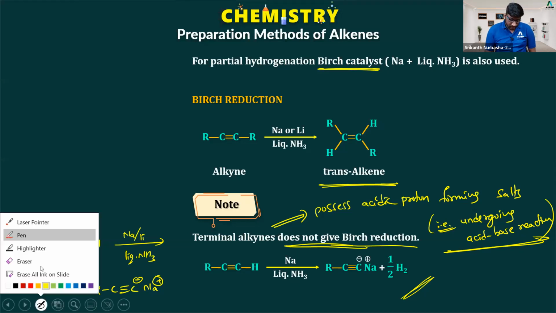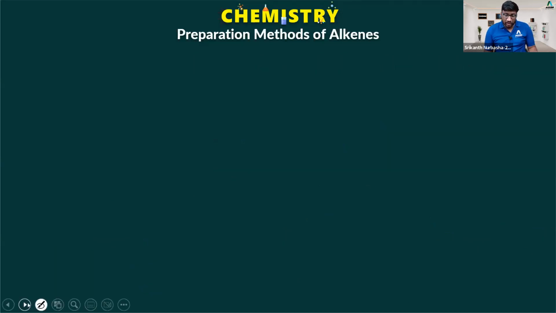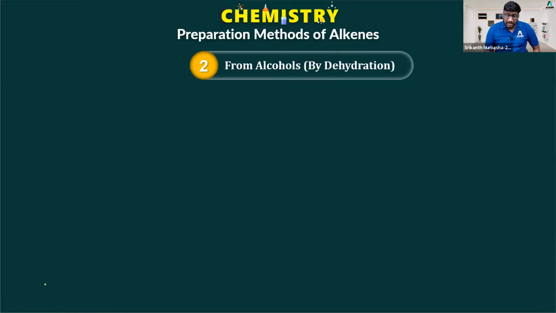gas. Right? So Birch reduction means trans alkene is obtained, and the Birch catalyst is sodium or lithium in the presence of liquid ammonia. Rosenmund's catalyst or Lindlar's catalyst will form cis alkene because we are using poisons. Because of the use of poisons, the reaction stops at only the alkene stage. That is the first method of preparation of alkene, that is partial hydrogenation.